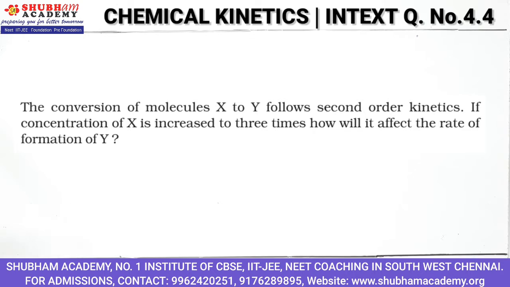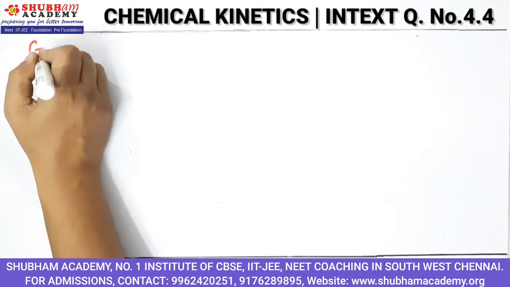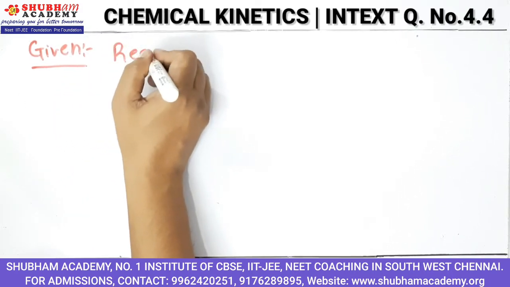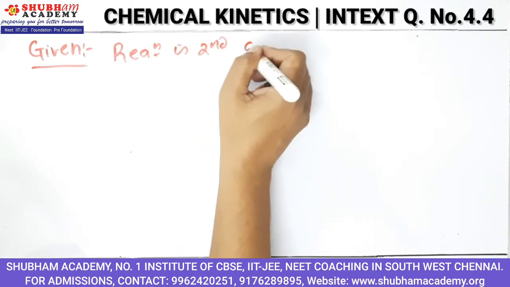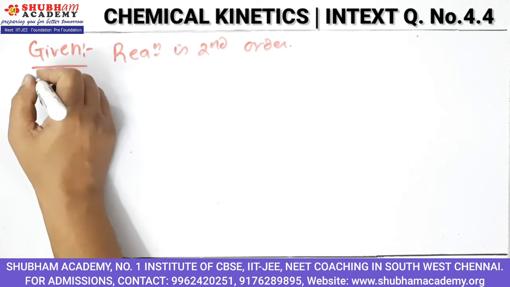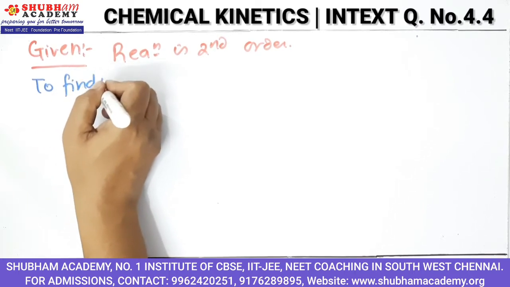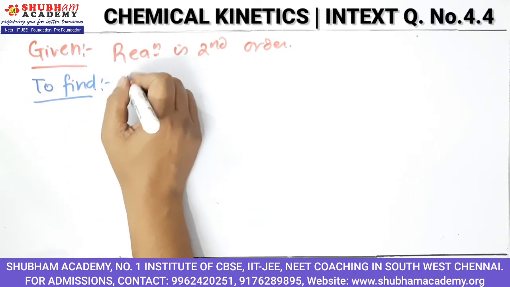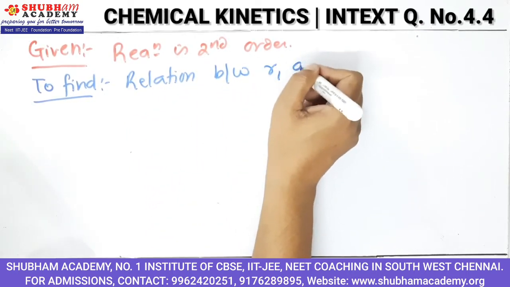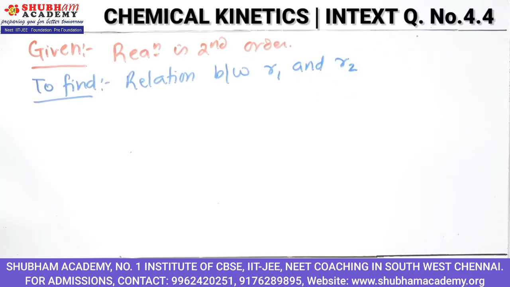So what is given in the question? Given: the reaction is second order, right? So it is given that the reaction is a second order reaction. And what you need to find is the relation between R1 and R2. Now see the solution part.